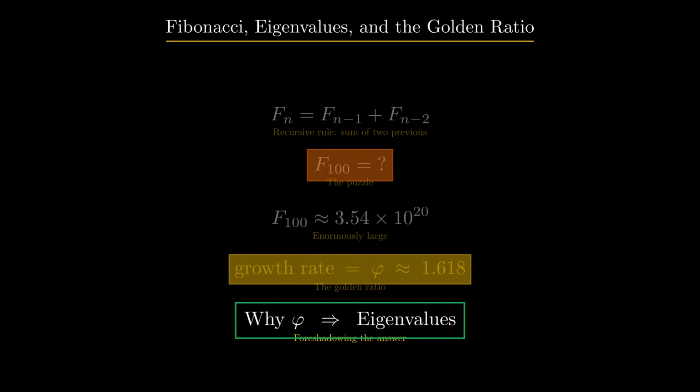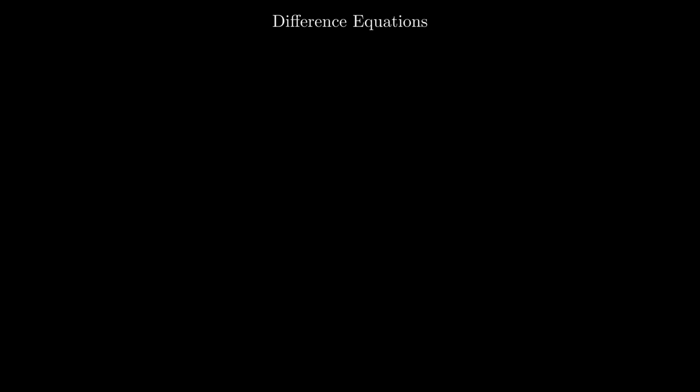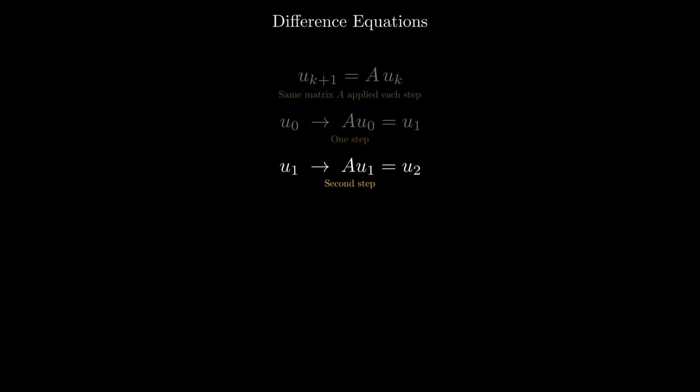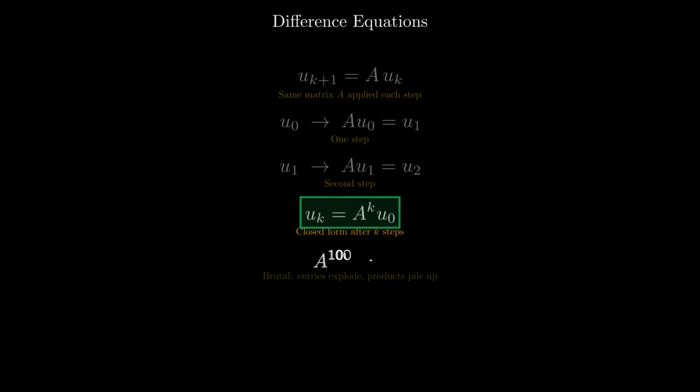The answer is eigenvalues. To answer that, we need a general machine for dynamic systems. A difference equation has the form u_{k+1} = A u_k. Each step multiplies by the same matrix A, starting from u_0. After k steps, we get u_k = A^k u_0. That formula looks clean, but computing A to the 100th power directly is brutal. The matrix multiplications pile up and the entries explode in size. So we need a smarter route.